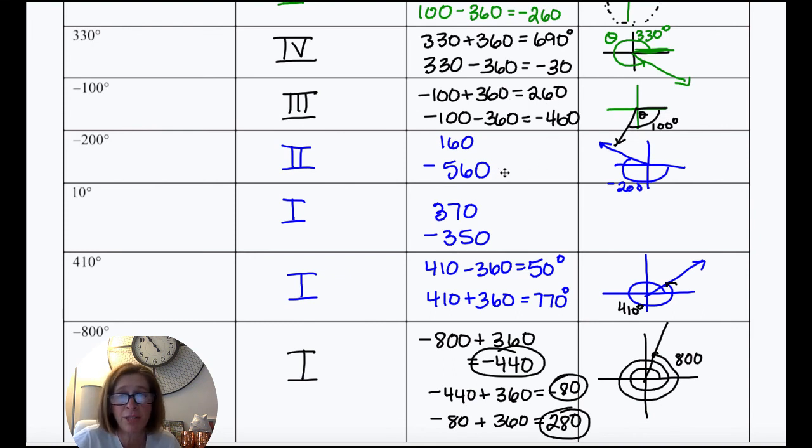But I want to draw your attention to the last one. When I added 360, I got negative 440, which is fine. It's a negative coterminal angle. But to get a positive, I'd actually have to add 360 twice. Because if I add 360 once, I'm only going to get to negative 80, not a positive angle. So I had to add 360 again to get to 280.